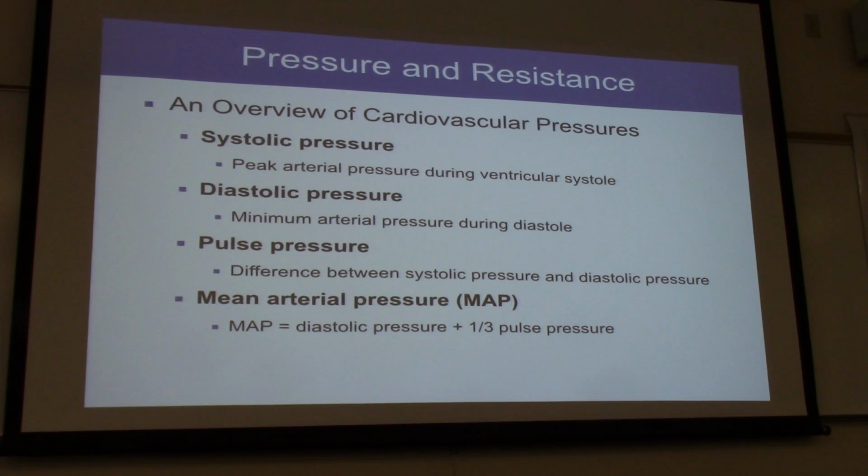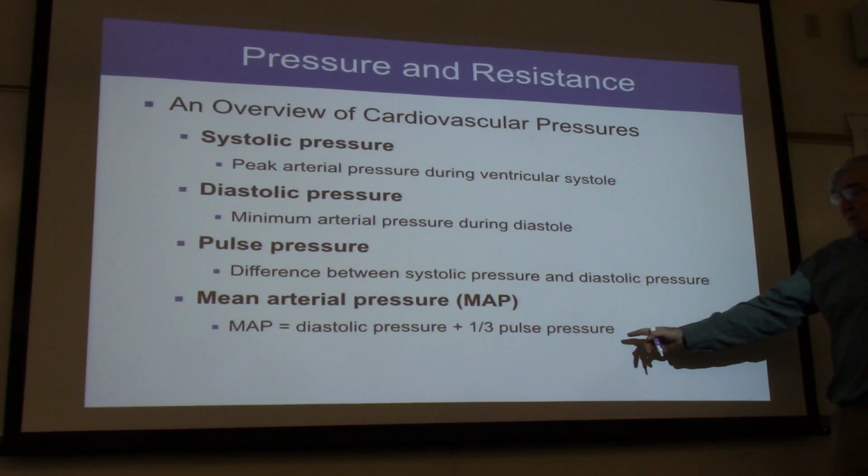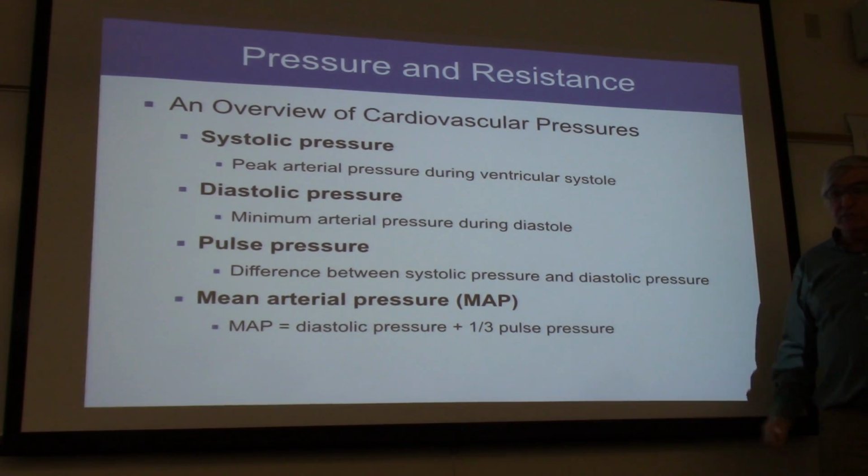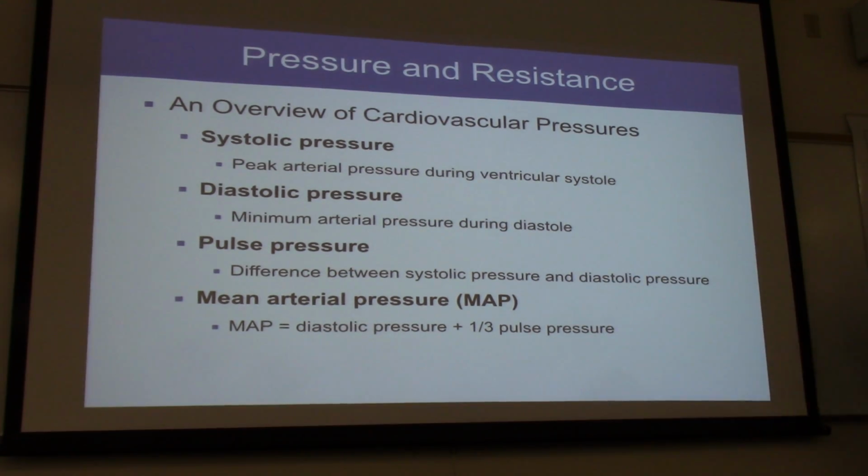The fact is it spends 2/3 of the time below the line and 1/3 of the time above the line. So the way we calculate it is like this. Mean arterial pressure is diastolic pressure plus 1/3 of the pulse pressure. In other words, for this case right here, mean arterial pressure, I can hardly read probably.